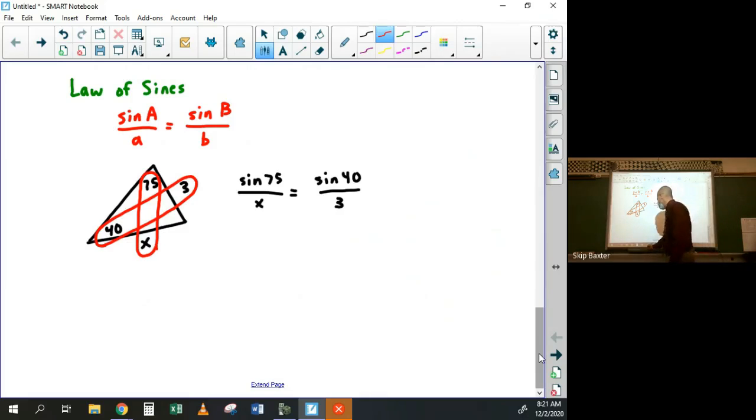There's another type of problem that they gave. Is everyone okay from this point? You just simply cross multiply and use your calculator to solve? Everybody good with that? Okay.